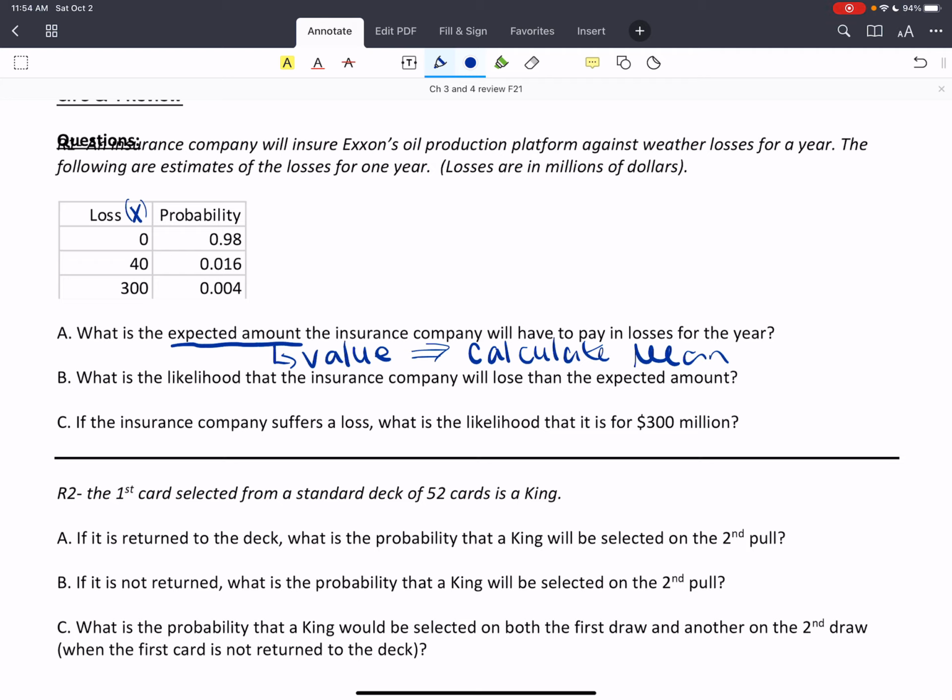So a 0 has a 98% chance of occurring, so they'll pay out $0, right? We have a 40 million loss. These are in millions, so this is 40 million times 0.016 or 0.64 million. And then 300 million times 0.004 for 1.2 million.